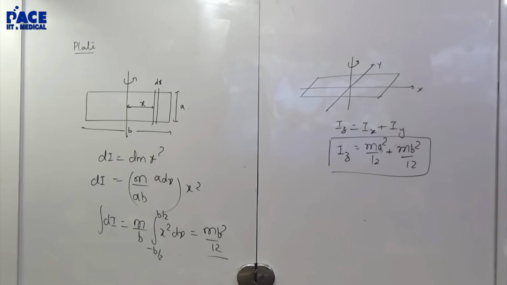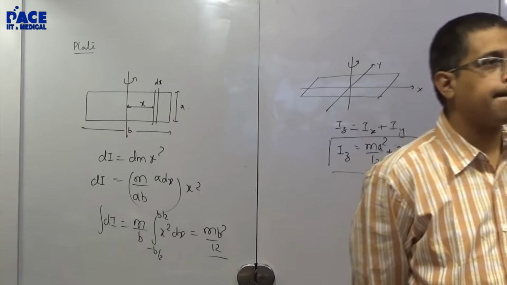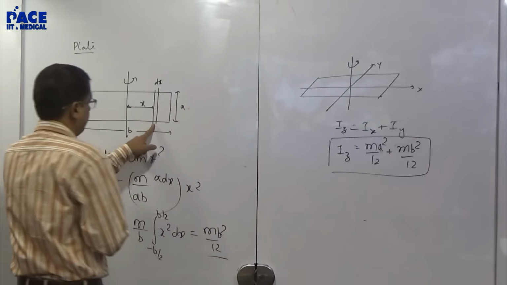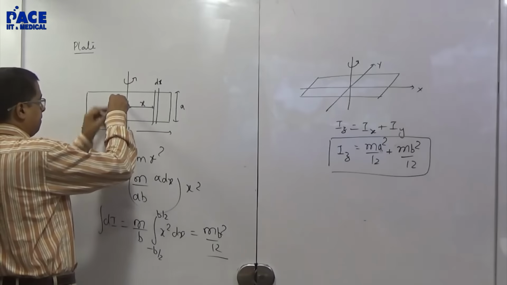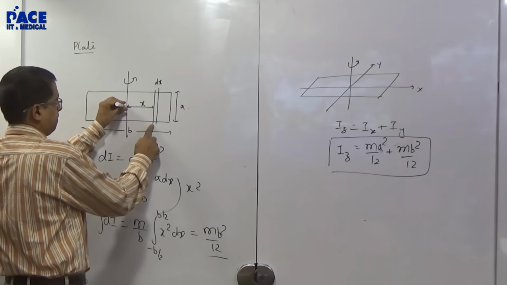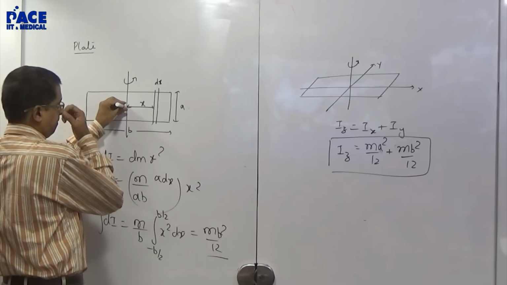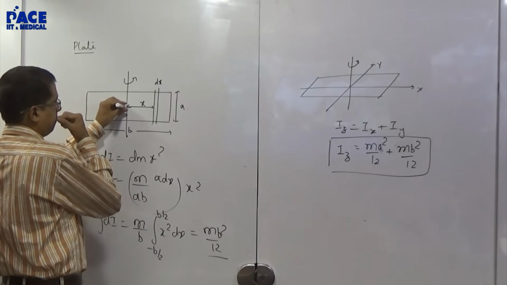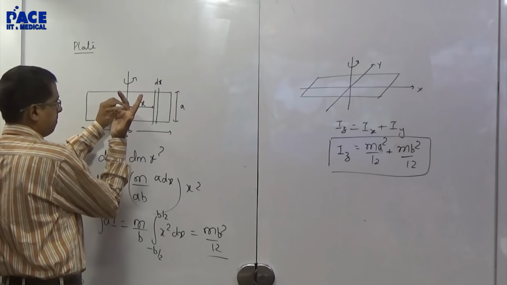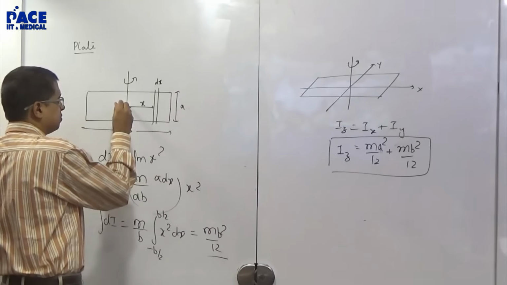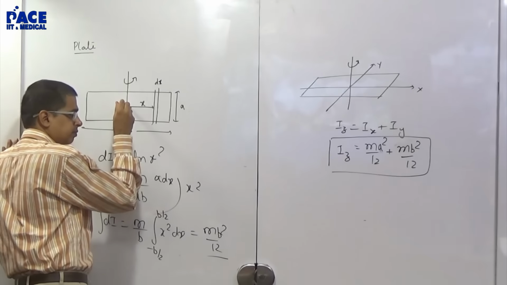But sir, by using this method, I got the same answer. What was the method you used? At a distance x, I considered a rod of width dx along the z-axis, and I wrote dI is equal to mass per unit area, m by ab, into dx into b into x square. How did you get that? I'm using the parallel axis theorem.